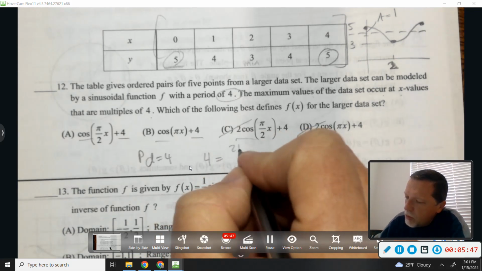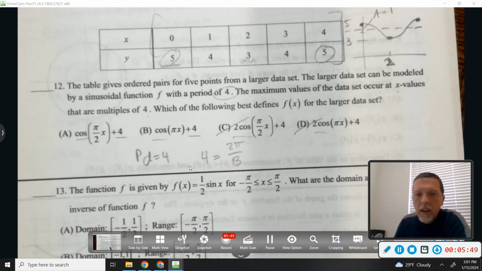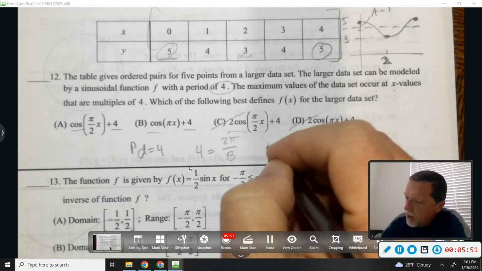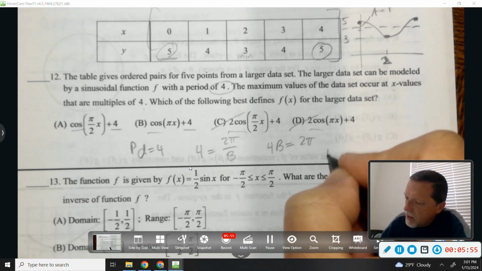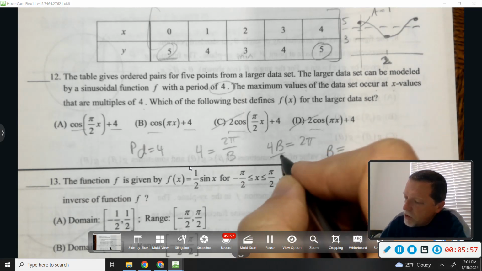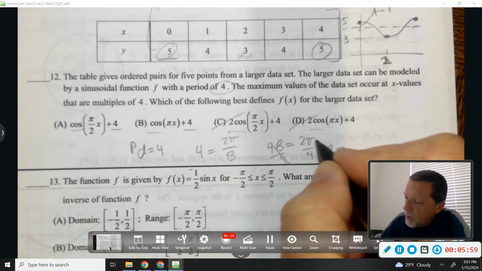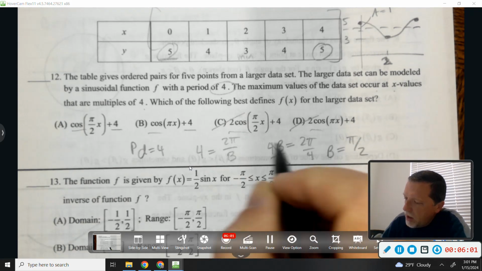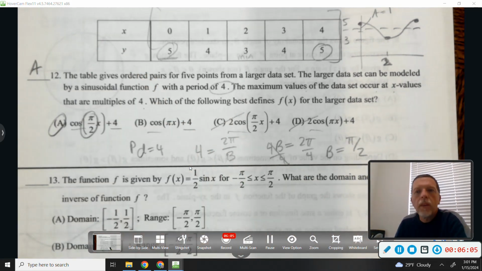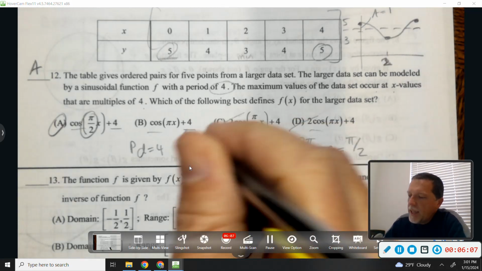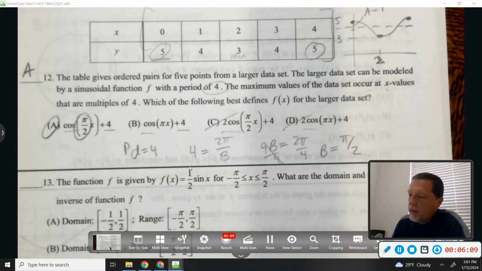Period is supposed to equal 2 pi over b for cosine. So if I cross multiply and then move things around a little bit, I get b equals pi over 2. And that matches answer choice A. So fitting an equation to data points. Definitely need to be able to do that.